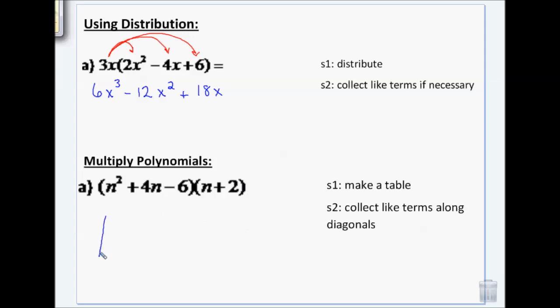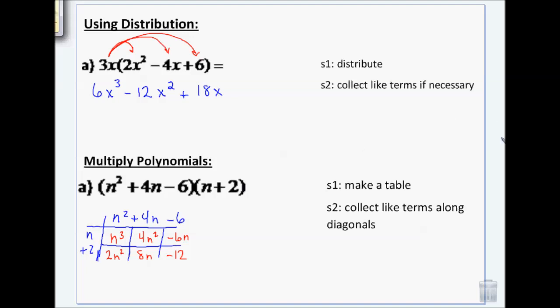For the table, it doesn't really matter what order. It doesn't matter if I put the first one down the side and the second one across the top, or vice versa. But you make a table, and it's a multiplication chart. So I do n times n squared, that's n to the third. N times 4n is 4n squared. N times negative 6 is negative 6n. And then I have 2 times n squared is 2n squared. 2 times 4n is 8n. And then 2 times negative 6 is negative 12.